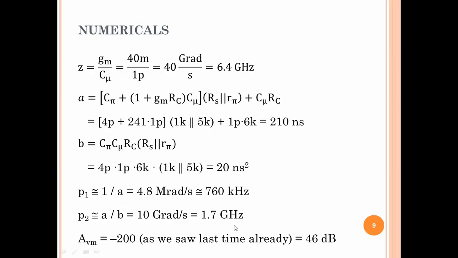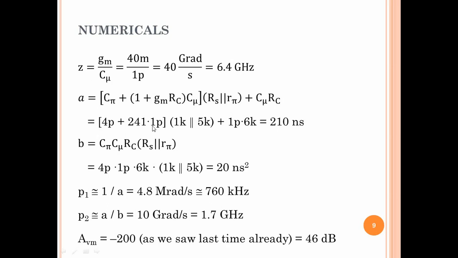Okay, let's put numbers now. So we've already done the numbers. They are all there in the fourth slide of this presentation. I'm not going through the details. You should actually do these calculations yourself. But the Z turns out to be 6.4, so 40 gigaradians and then 6.4 gigahertz.